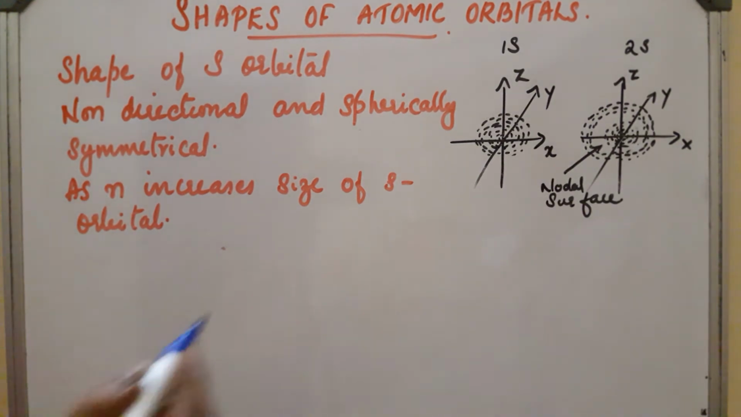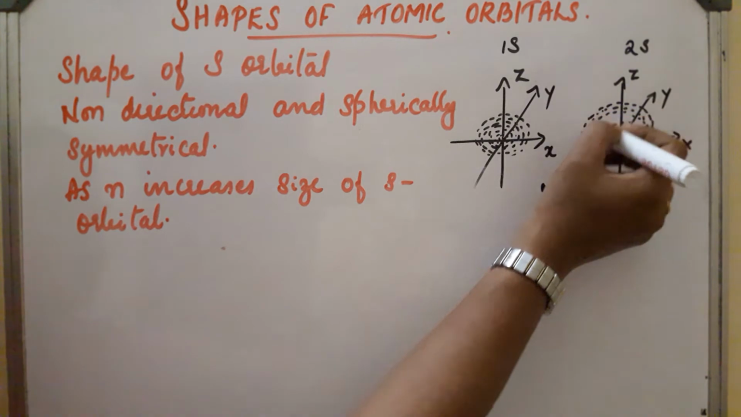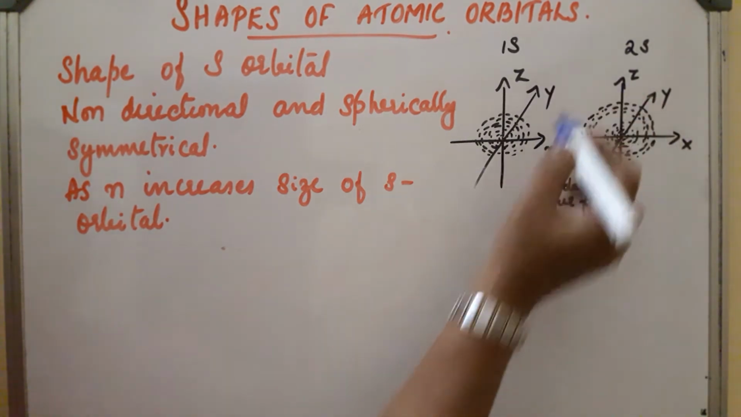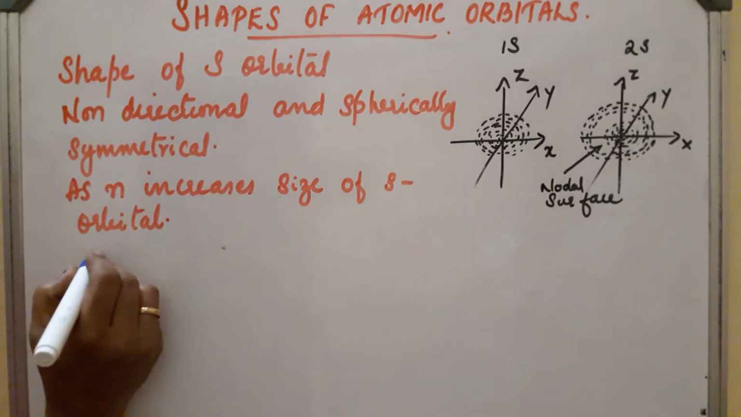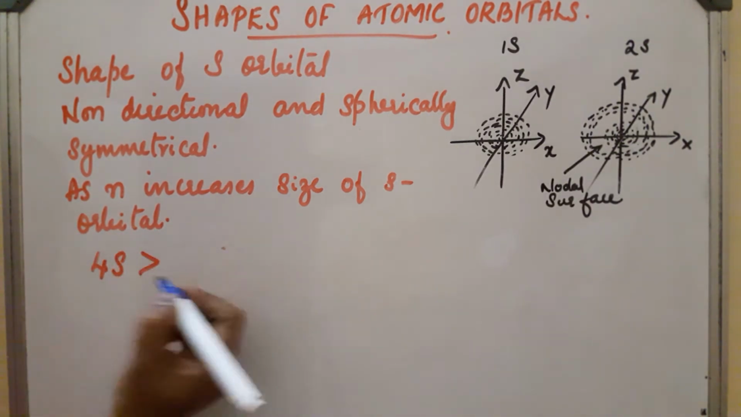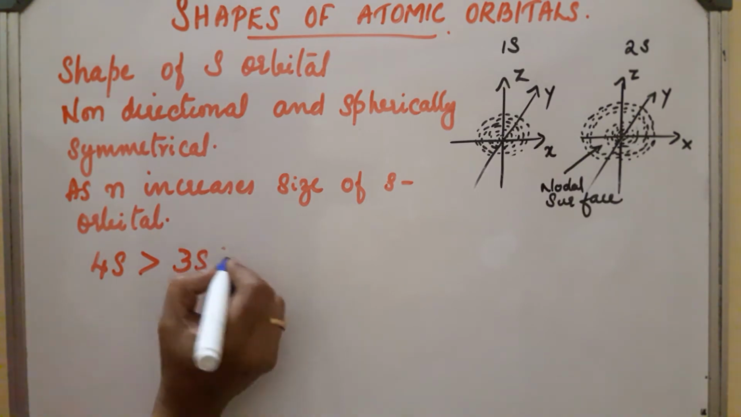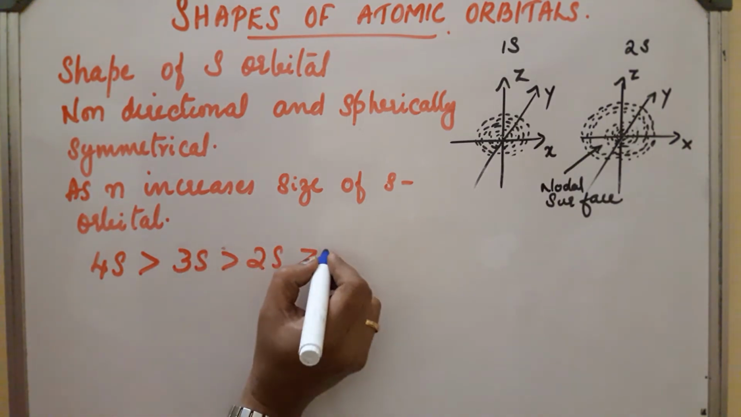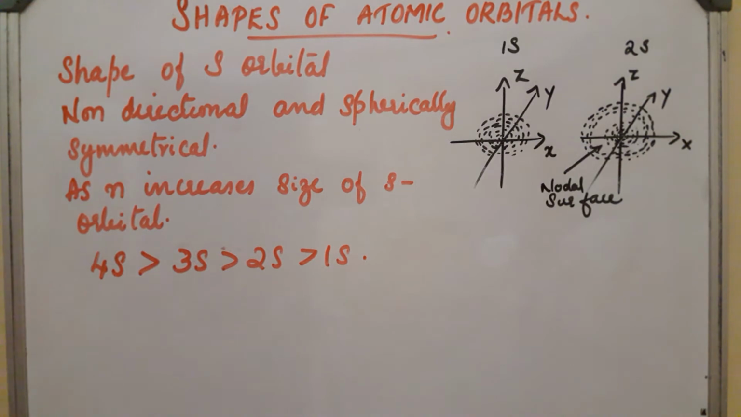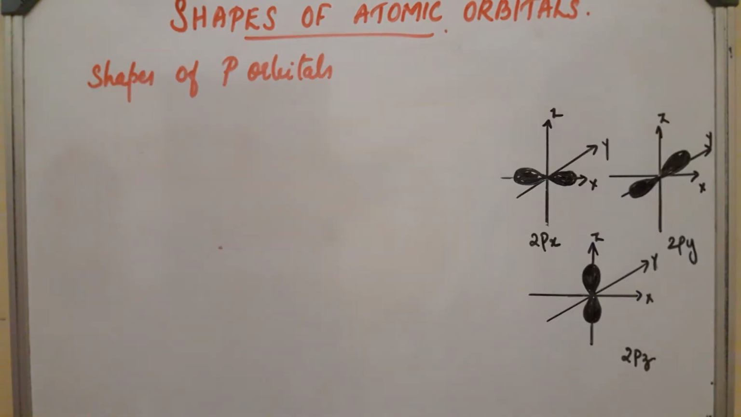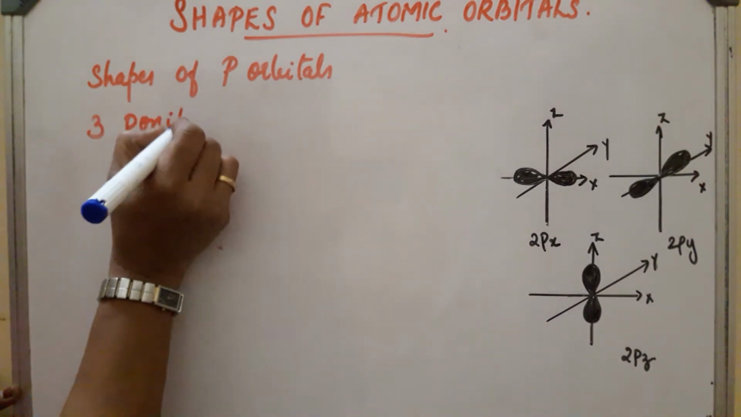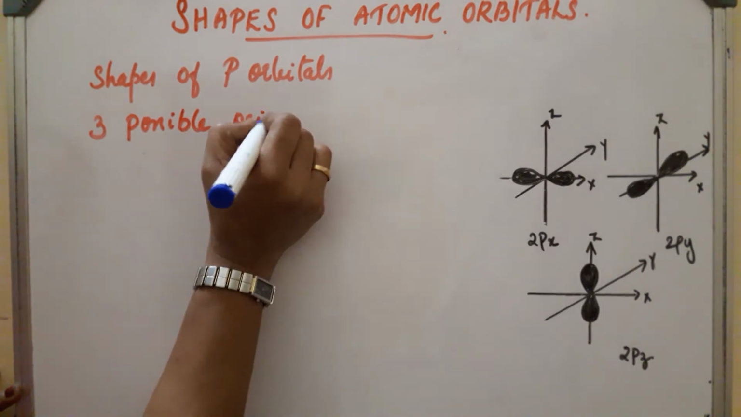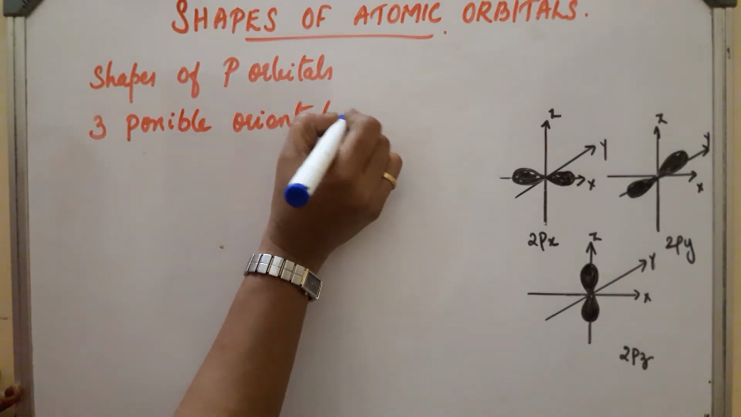So here we can see that as n increases, the probability of finding the electron, or the size of the orbital, increases. So 4s has a larger size than 3s, then 2s, 1s, etc. Shapes of p orbitals. p orbitals have three possible orientations of electron cloud.